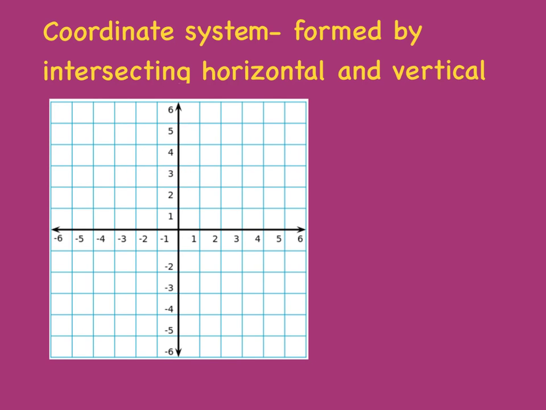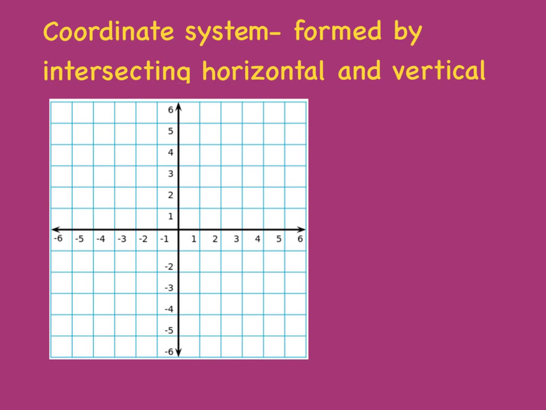Alright, first word we're going to be working with today. We're going to be doing the coordinate system, which is an intersection of horizontal and vertical number lines. You'll see that I have a horizontal number line running across here with 1, 2, 3, 4, 5, 6 positive numbers on the right and -1, -2, -3, -4, -5, -6 on the left side. And then going up and down, I also have a vertical number line going 1, 2, 3, 4, 5, 6 on the top and -1, -2, -3, -4, -5, -6 down the bottom.